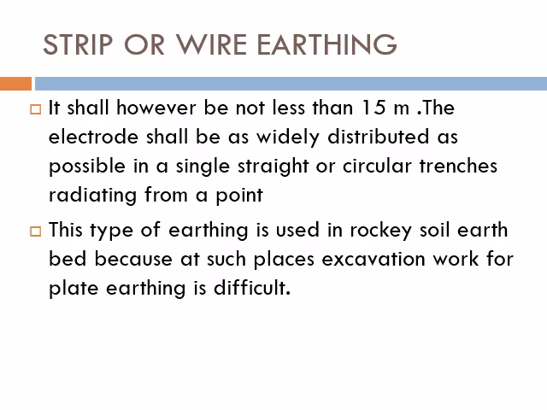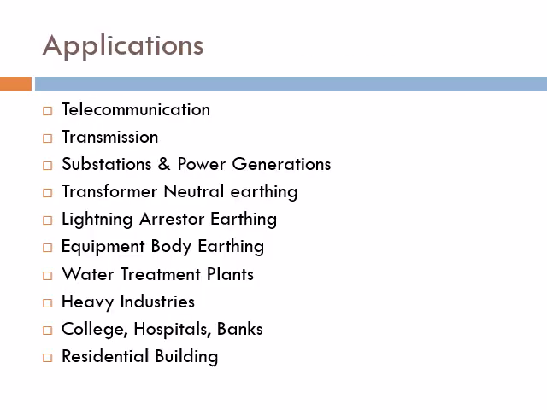This type of strip or wire earthing is mainly preferred for rocky soil, since in rocky soil it is difficult for plate earthing to be done, that is, to drive it in vertically. So strip earthing or wire earthing can be adopted and driven horizontally. Next are the applications of earthing.